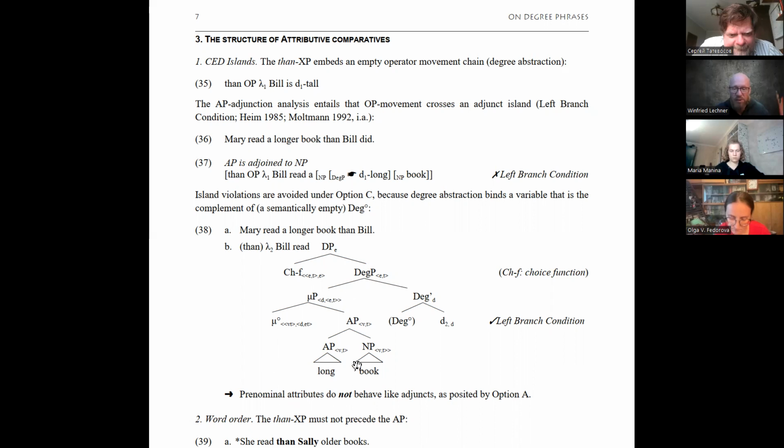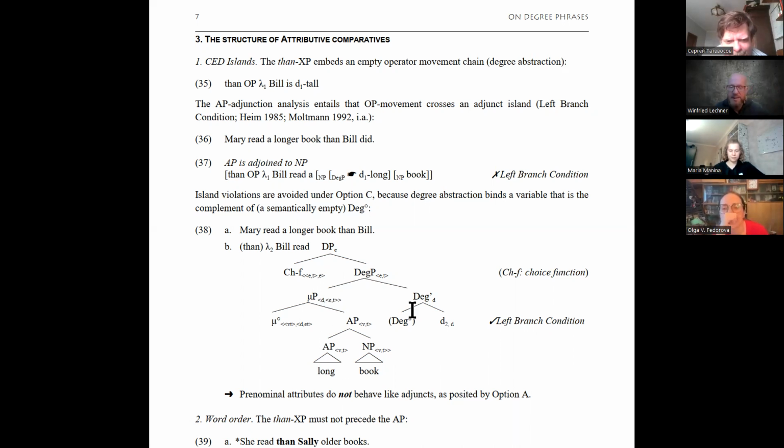That's option C here. What do we have here? We have long book. Again, Mary read a longer book than Bill. Above long book, we have the mu phrase. And then what we see immediately is that whatever degree argument is manipulated is not going to be inside the AP. It's going to be higher up.